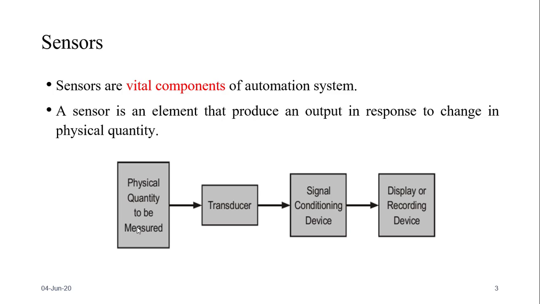Then there is a displaying or recording device. The same thing is displayed on your monitor. So this complete thing becomes your sensor. The physical quantity is first measured, then comes the transducer. What is the transducer doing? The measured physical quantity is converted into an electrical signal. Then the electrical signal is conditioned so that human observance becomes possible. Next is your display or recording device. Either it is recorded on a computer or displayed on your monitor. So that is a sensor.